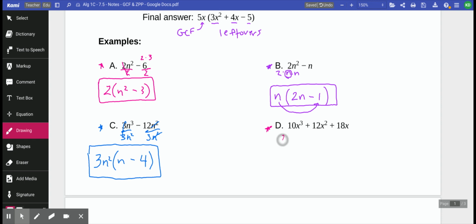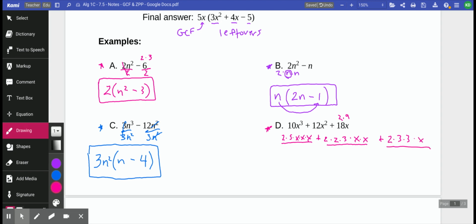So if I start with 10, 10 is 2 times 5, and we have x times x times x, right? X to the third. Plus 12, right? So I could think 4 times 3, but that's not going to match anything. So I'm going to think like 2 times 6 or 2 times 2 times 3, right? So I don't miss any of those prime factors. So there's my first term, 10x to the third. Second term is 12x squared. And my last term is 18, right? So 18, I think of 2 times 9, but 9 is really 3 times 3, right? So 2 times 3 times 3 times x. So there's my third term, right?